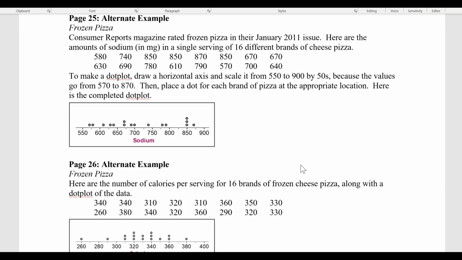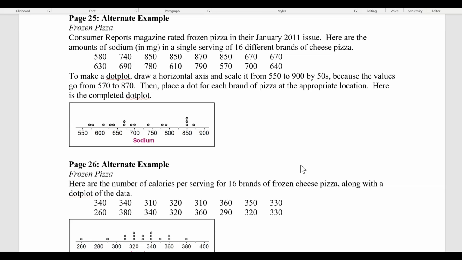So we're looking at the same set of frozen pizzas in both of these. The first example gives us the amount of sodium in milligrams, right? So those are different numbers, 580, 740, and so on. Down below, they've created a dot plot for us already. And what the dot plot does is basically gives us a number line, and then we have a visual representation of where these numbers live.